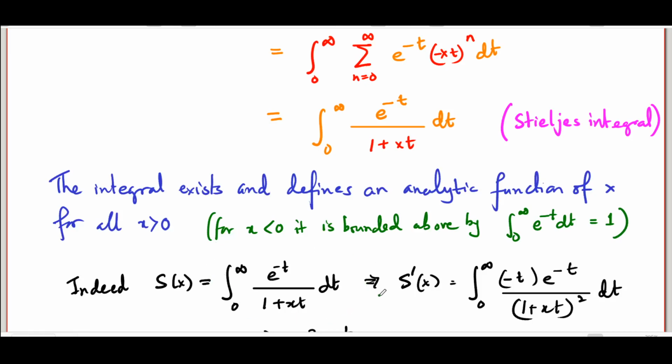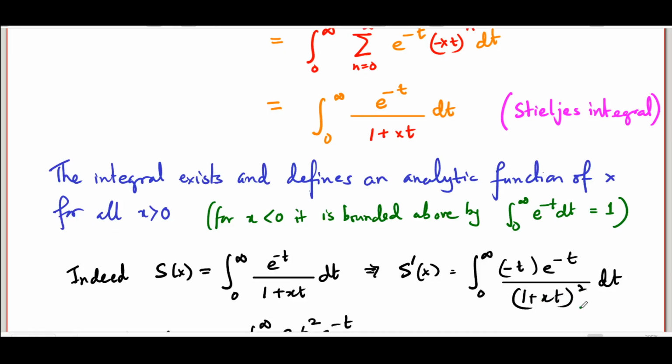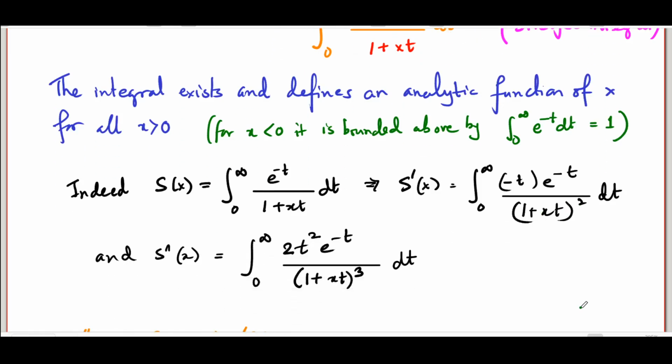S prime x, the derivative with respect to x, is pretty straightforward. You have to differentiate this partially with respect to x to get that. And that gives you simply 1 plus xt whole square with a minus sign and an additional t which comes in because you're differentiating xt with respect to x. S double prime, very simple, very straightforward. This 2 gives you a minus 2. With a minus, this gives you a plus, and another t comes in, and therefore you get 2t squared e to the minus t by 1 plus xt whole cube.